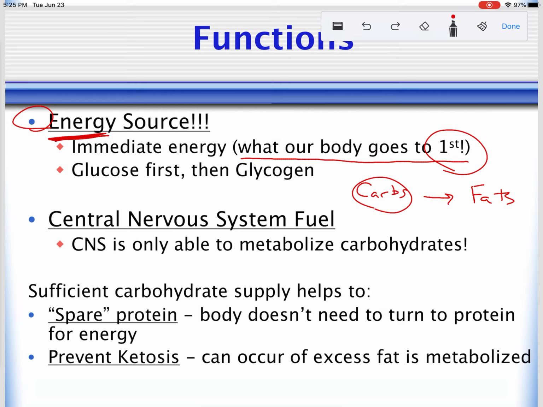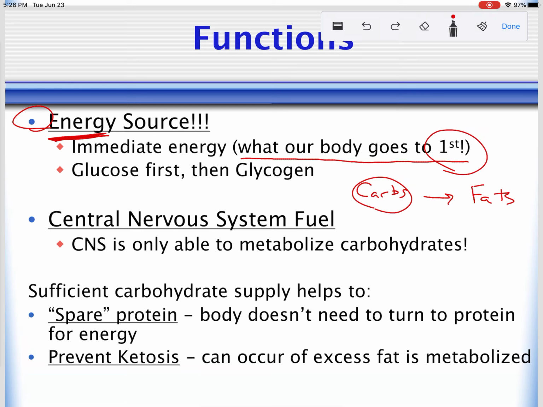Now, truth be told, for pretty much any activity that we do, our cells are going to be using a carb-fat mixture. For any activity that we do, your cells are really going to be burning both carbs and fat. But in shorter duration, you're going to be utilizing more carbs. In a 100-meter sprint, you're going to be utilizing mostly carbs because it's what our body goes to first. But the longer that you exercise, the more time you have for your body to break down fat for energy, and the more fat you'll be using. But it's always a mixture of both.